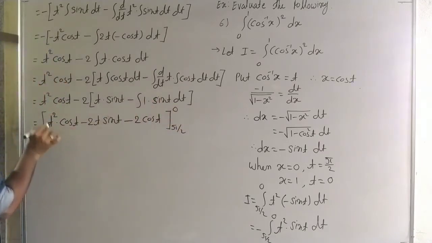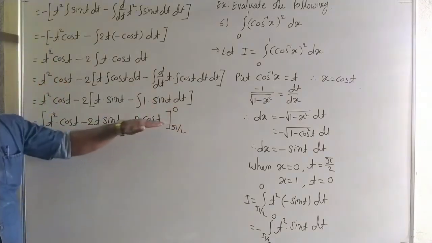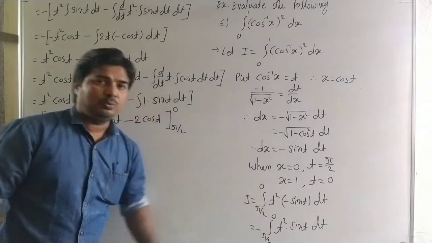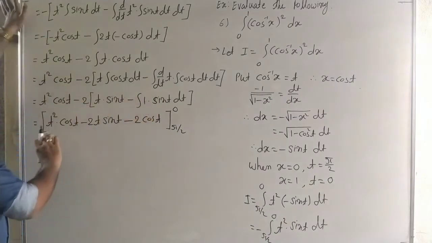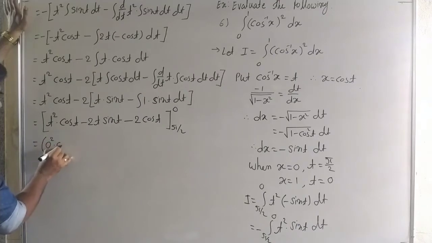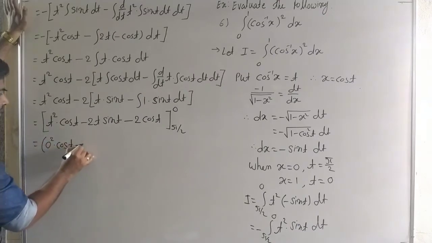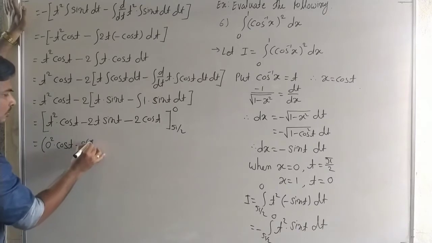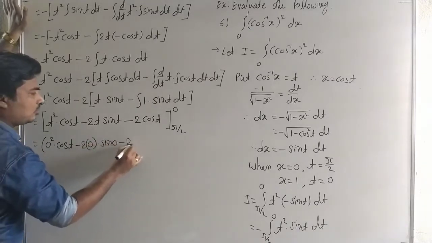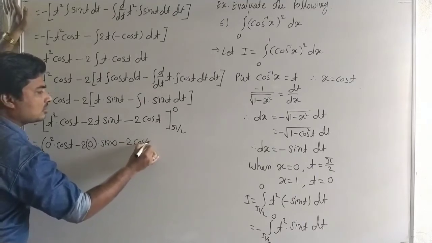See carefully. Here we find the integral, and after finding the integral we put the limits, that is, pi by 2 to 0. Now the upper limit minus the lower limit. First we put the upper limit. See carefully: the upper limit is 0, 0 square is 0, into cos t, minus 2 into 0 into sin 0, minus 2 into cos 0.